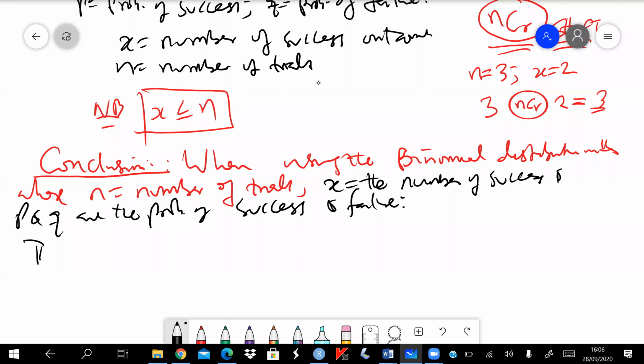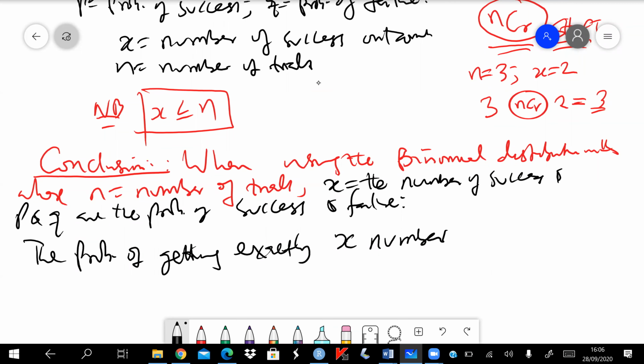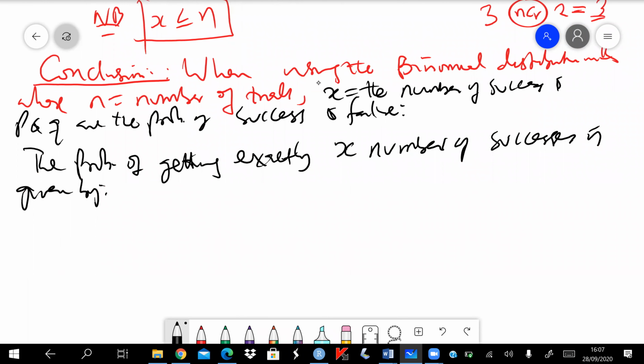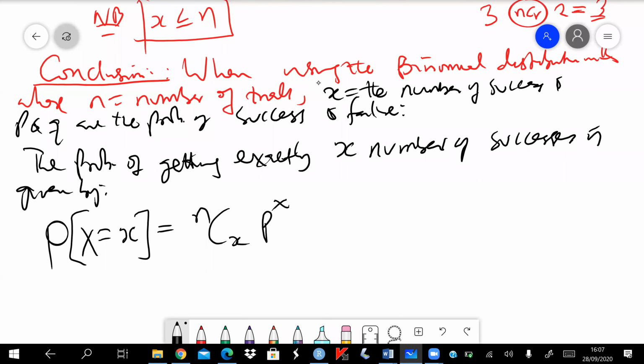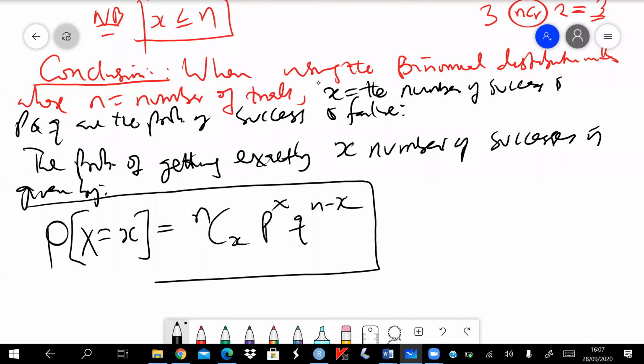The probability of getting exactly x number of successes is given by, so we modify the above binomial expansion formula to get this probability that the number of successes is equal to x. That is given by n choose x, p power x, q power n minus x. So that's the formula that we use in binomial distribution.